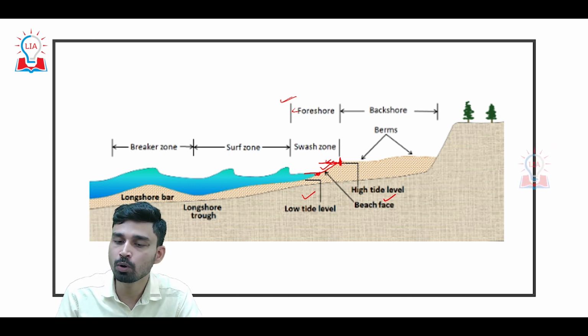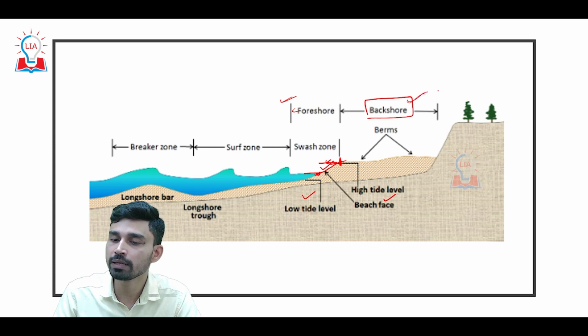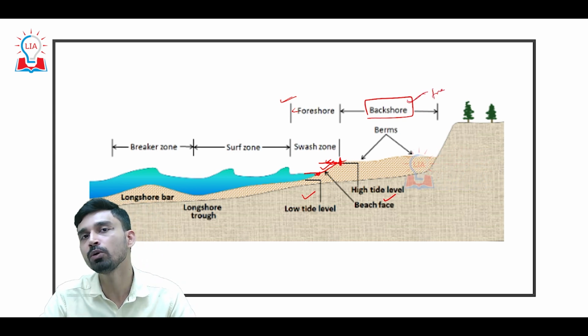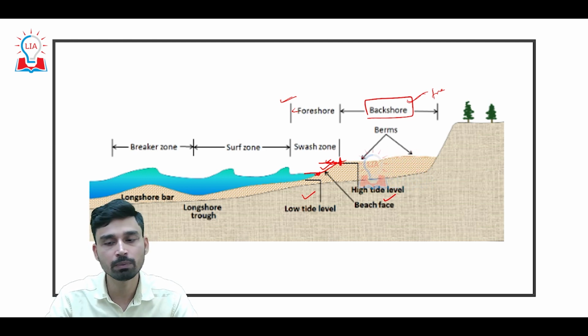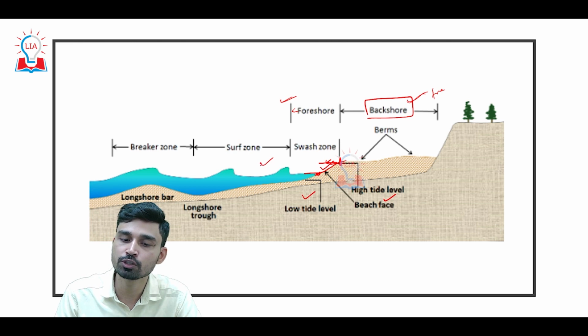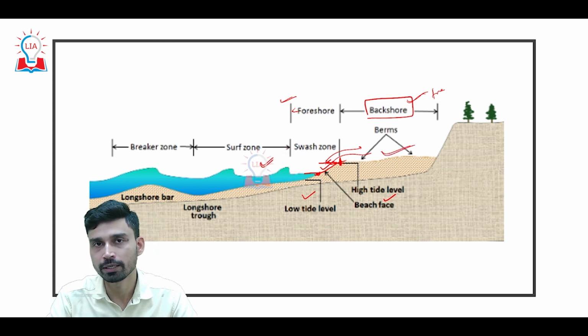Further, as we move away toward the land, we have a region which is called the backshore region. Backshore is that part of the coastline which is generally free from the seawater, where seawater is not able to enter because it is beyond the high tide level. However, we have to keep in mind, if there is a very strong storm in the sea, in that case the water can even go beyond the high tide level, and then it can inundate even the backshore areas.